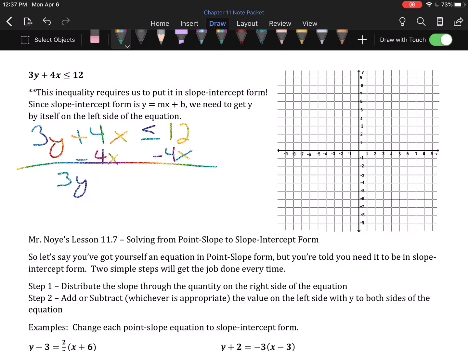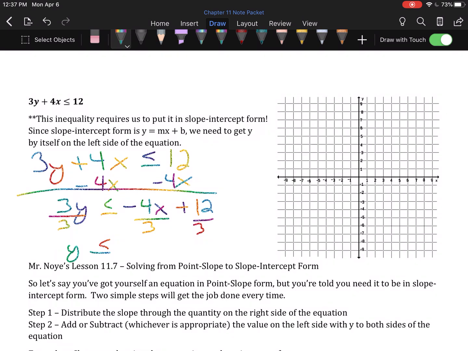Remember, if I'm going into slope-intercept form, I want to squeeze the x term in before the 12, and the 12 is positive. I'm going to divide everything by 3. 3 is positive, so I leave the inequality sign alone. Do you have to remember that? Yes, you do. Negative 4 divided by 3 is just negative 4/3 x. There's nothing to do with that. 12 divided by 3 is 4.